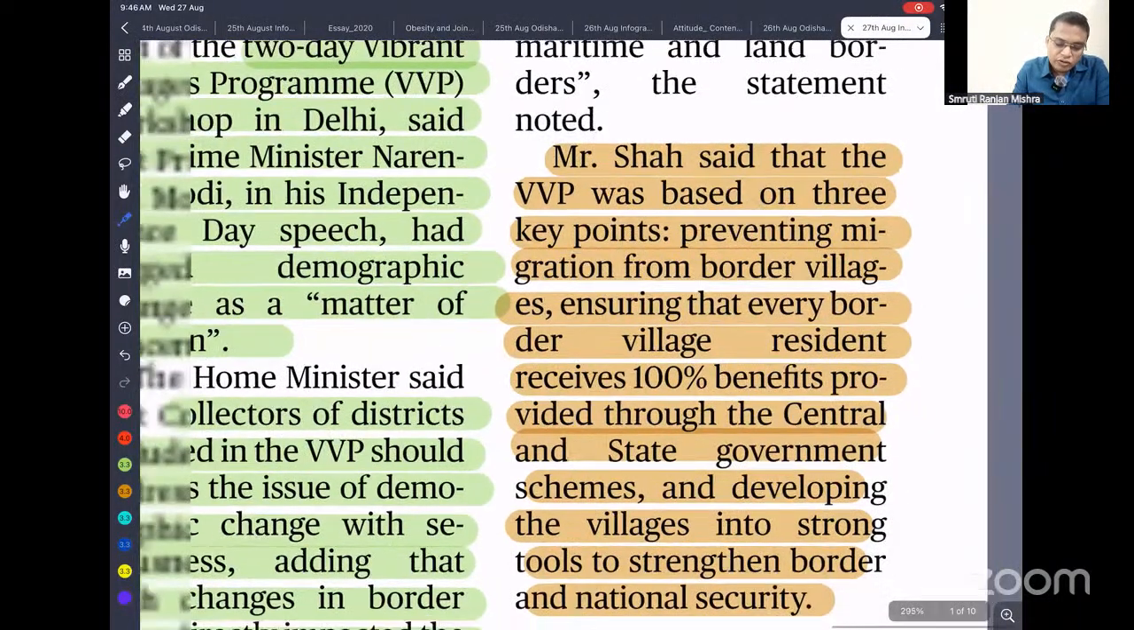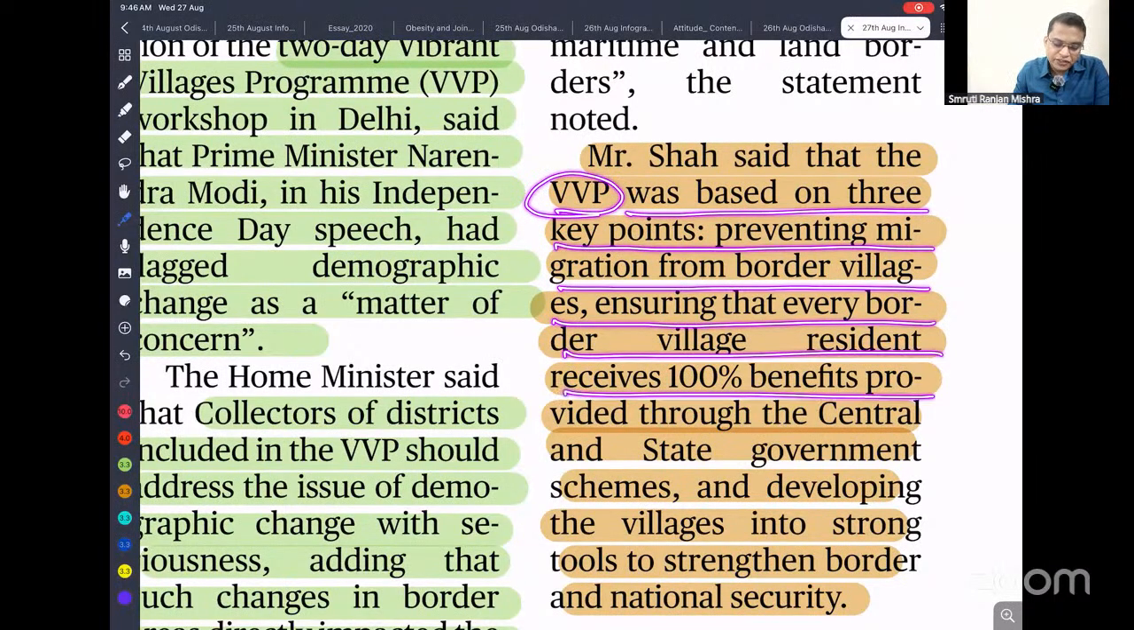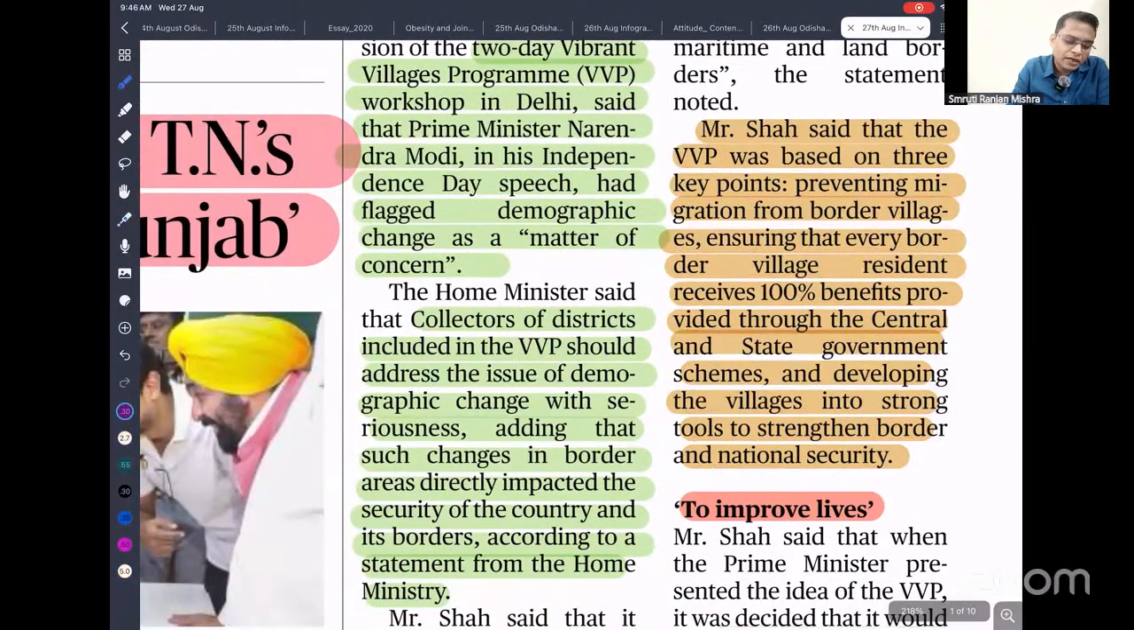So the Vibrant Village Program was based on three key points: preventing migration from border villages, ensuring that every border village resident receives 100% of the benefits provided under central and state government schemes, and developing villages into a strong tool for strengthening border and national security. So this is the objective of the Vibrant Village Program. Please read it very carefully.